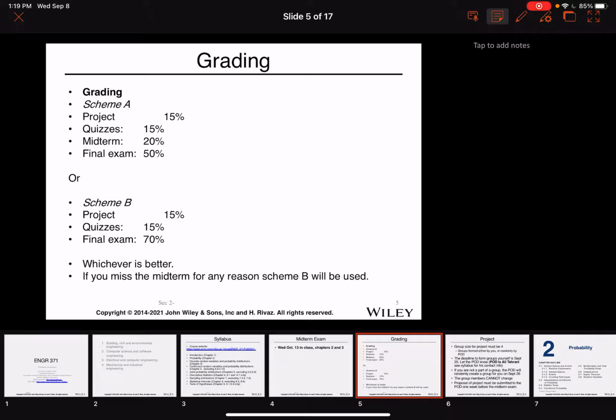There are 2 schemes for grading. The difference between scheme A and scheme B is the midterm. Let's start writing here, see how it works. The midterm here is worth 20%, and the final is worth 50%, whereas here the final exam is worth basically the whole for both of them. If you miss the midterm exam for any reason, for medical appointments, for any reason, then automatically scheme B will kick in.